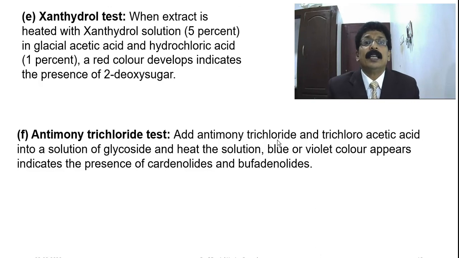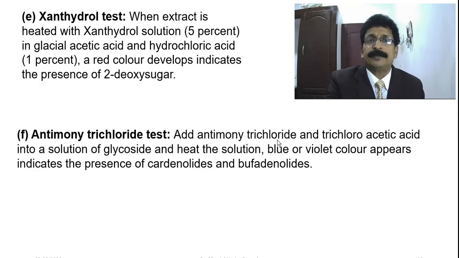Xanthydrol test. When the extract is heated with 5% xanthydrol solution in glacial acetic acid and 1% hydrochloric acid, a red color develops, which indicates the presence of 2-deoxy sugar. These are newer tests which appear. And the antimony trichloride test. Add antimony trichloride and trichloroacetic acid to a solution of the glycoside or the test solution. Heat the solution. A blue or violet color appears, indicating the presence of cardenolides and bufadienolides.